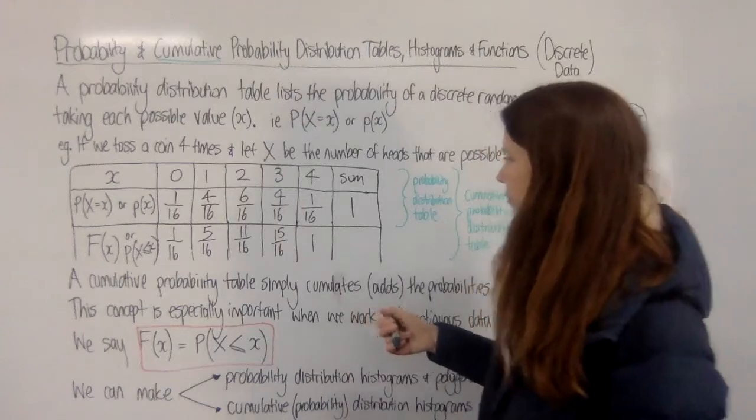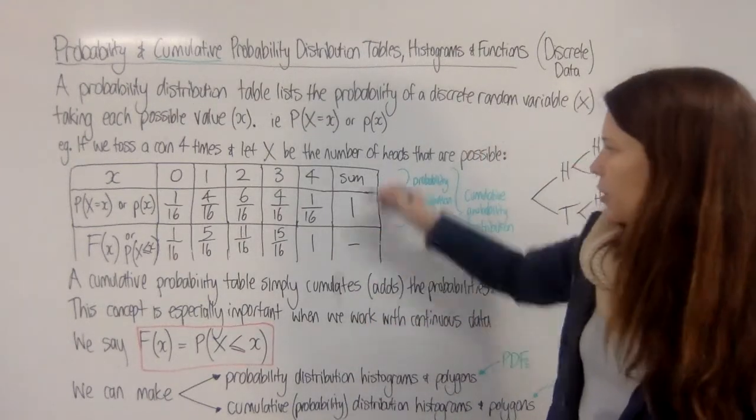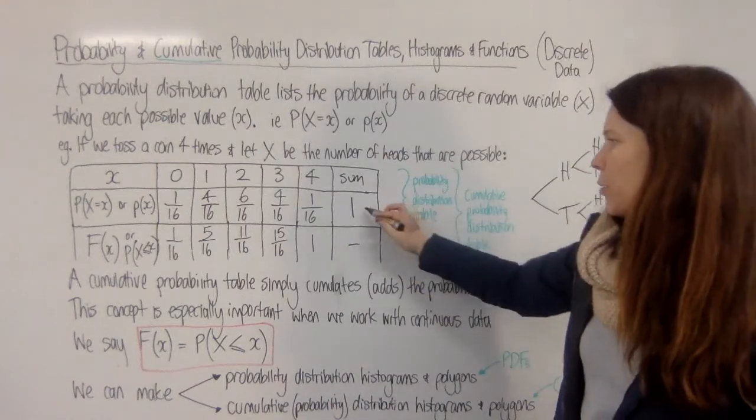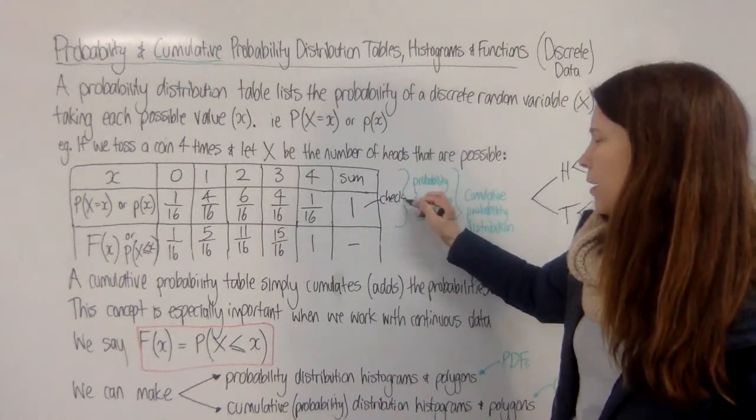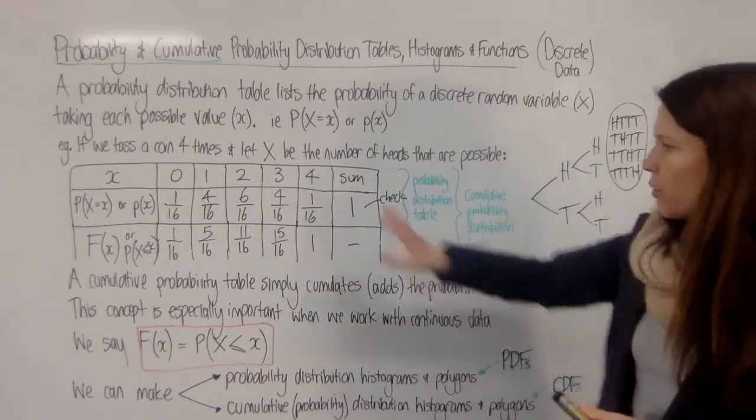That's a certainty. So this end column here of sum isn't really relevant, but we often have this column just so we can use this as a quick check that our actual probabilities add to 1. Now what do we do with this data?